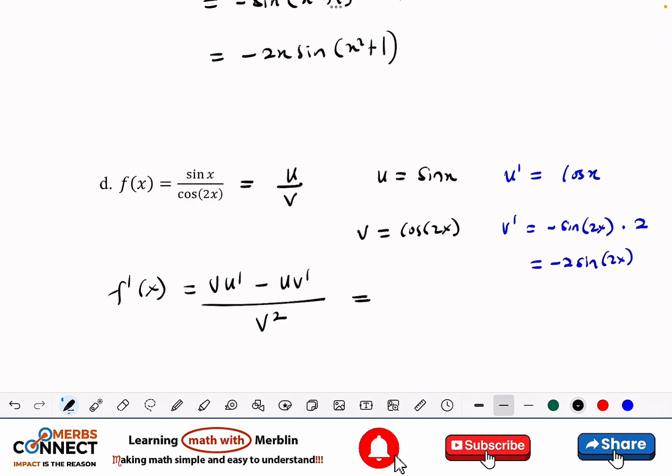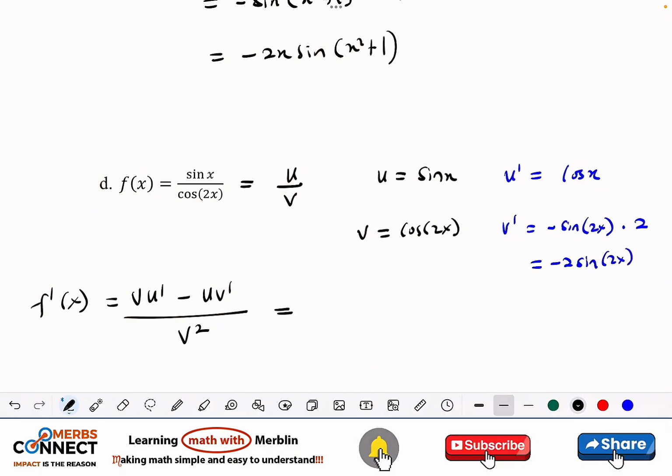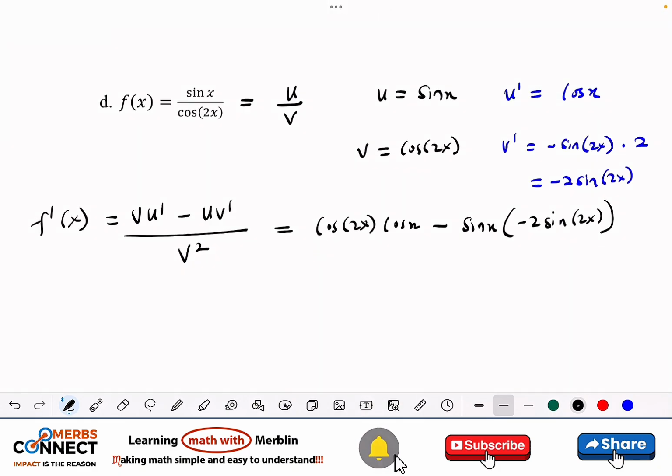So let's do substitution for that. This is going to give us something like v is cos 2x, u prime is cos x, minus u is sine x, and then times v prime is minus sine 2x, all divided by v squared. So this one will be cos 2x all squared.